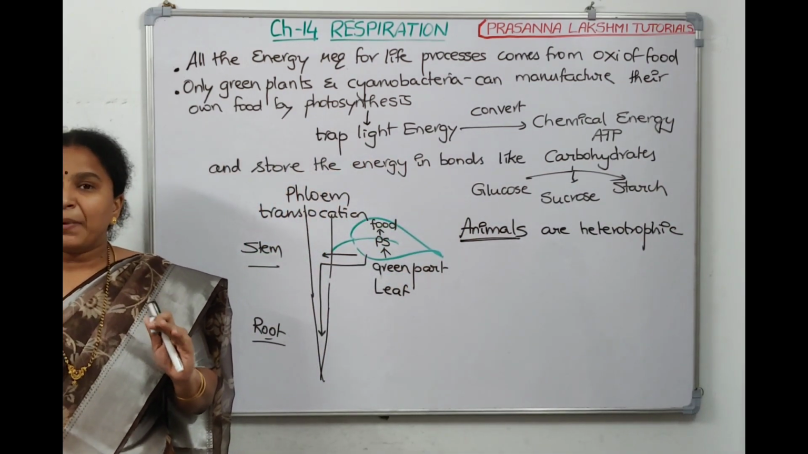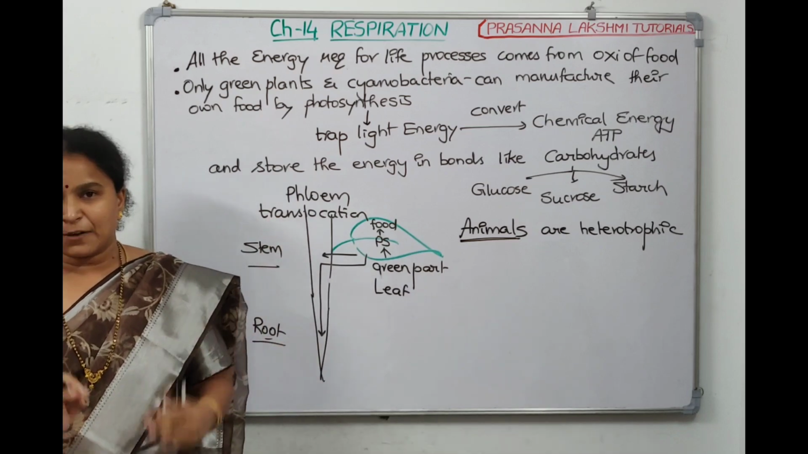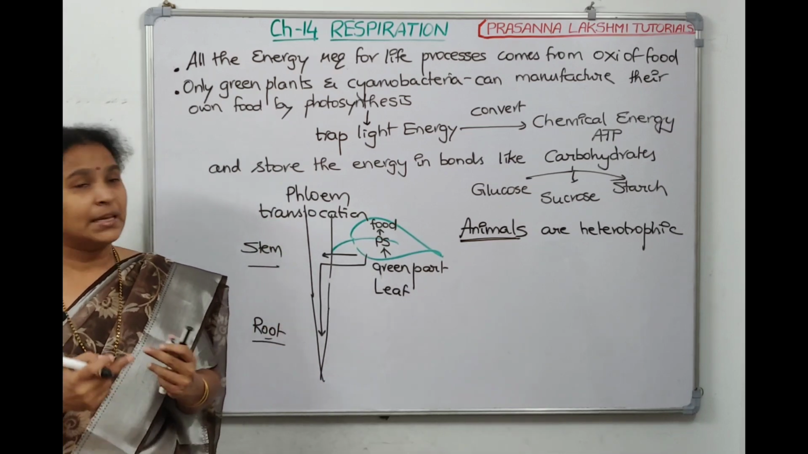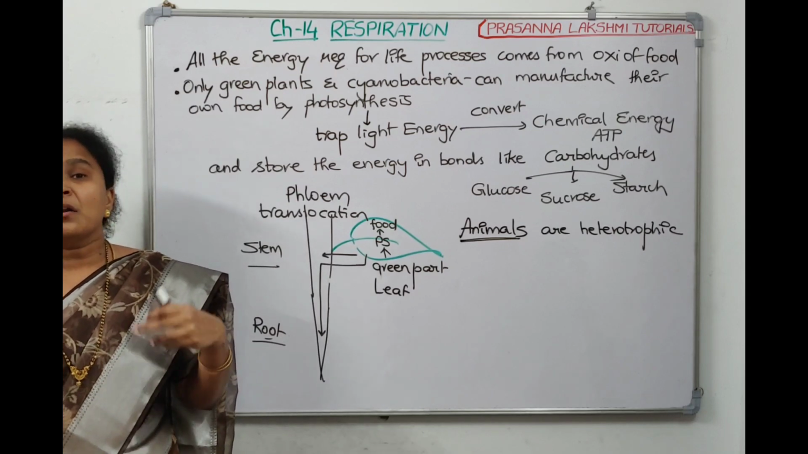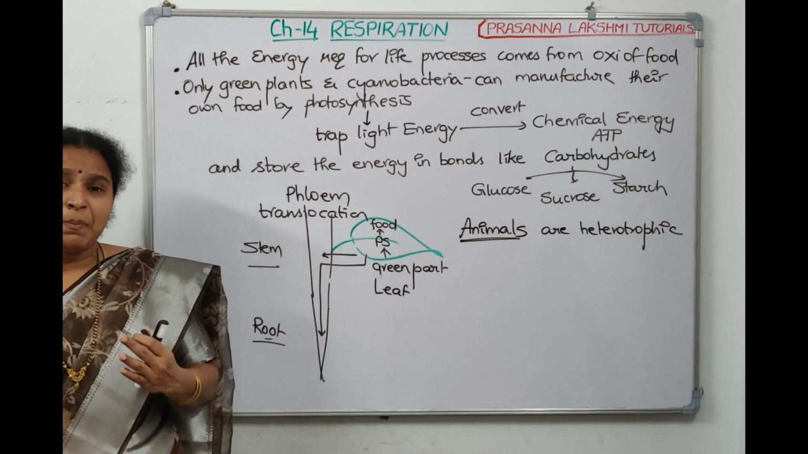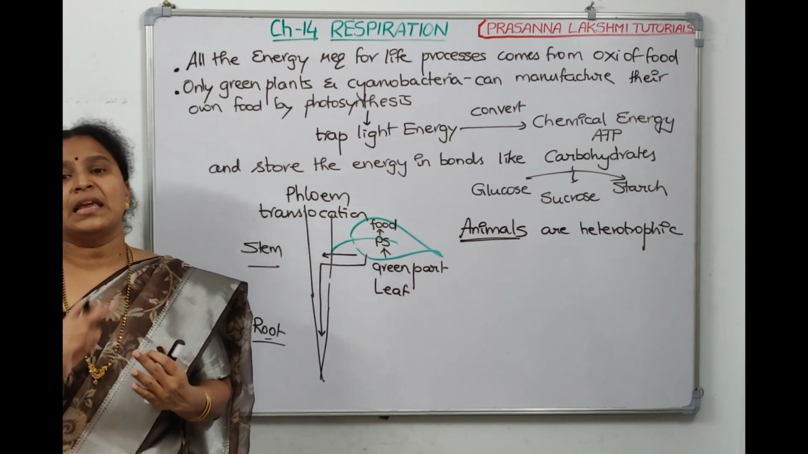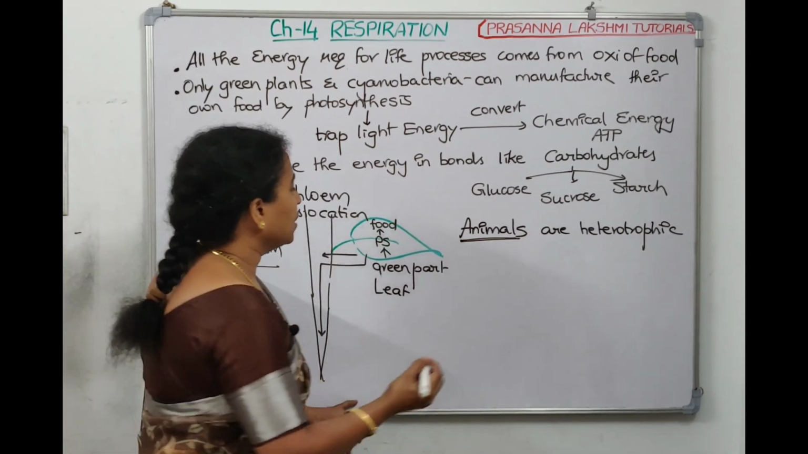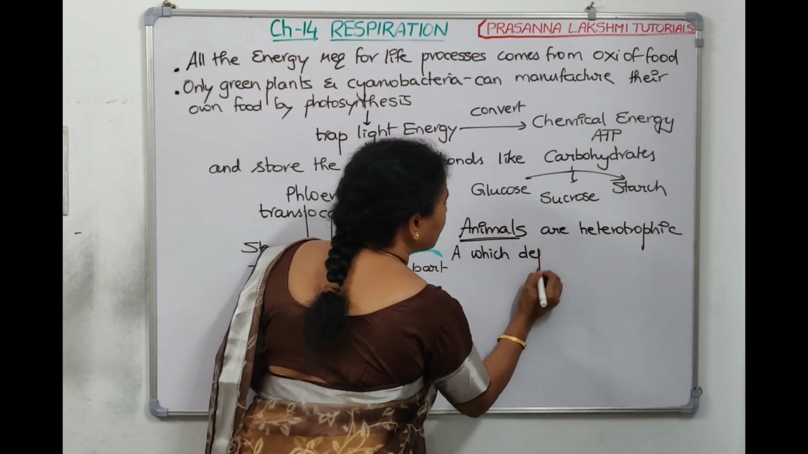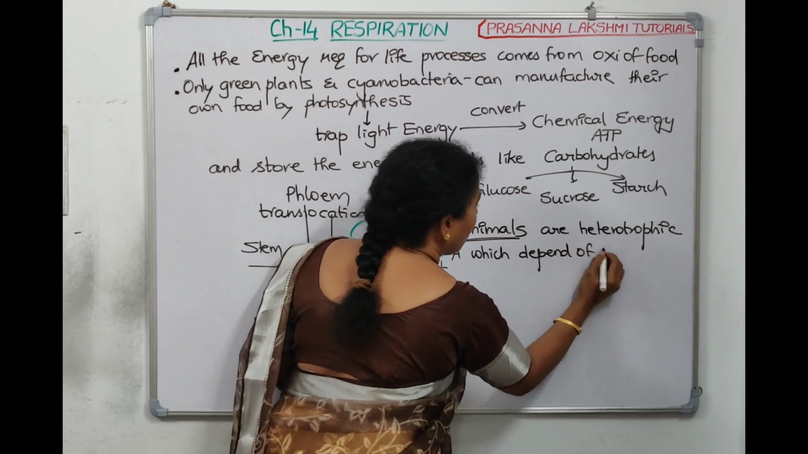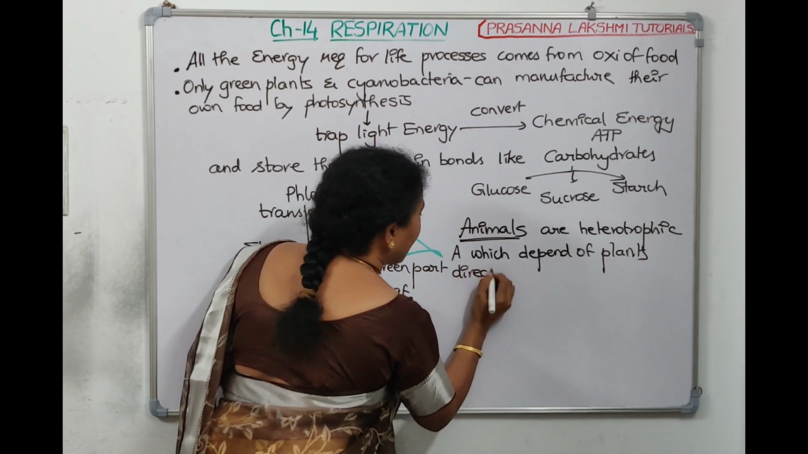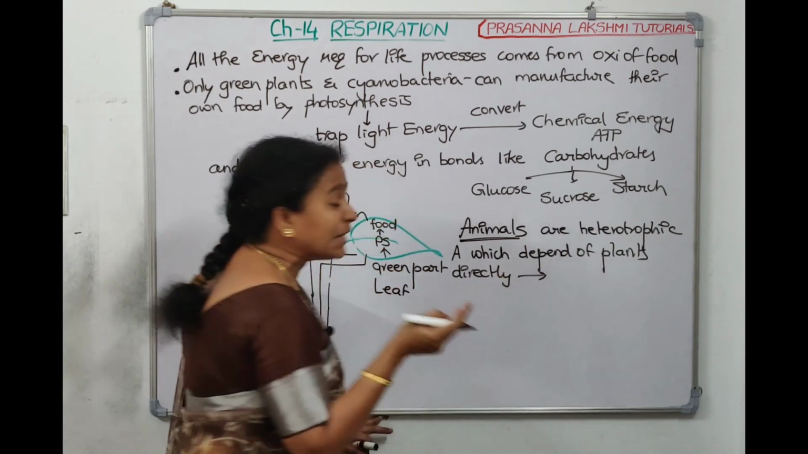That means they depend on plants for their food. Only plants can prepare the food. Animals are heterotrophs. They cannot prepare their food. They depend on plants for their food. Now, those animals which depend on plants directly are called herbivores.